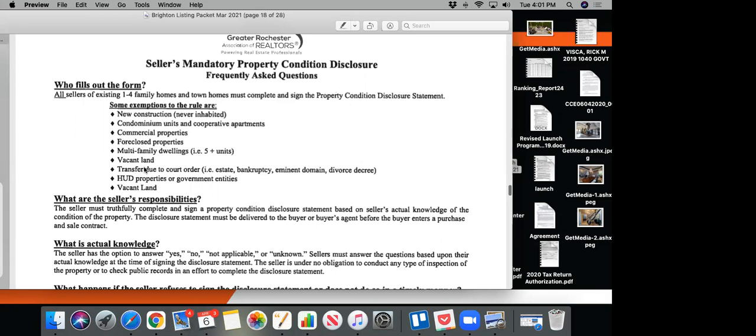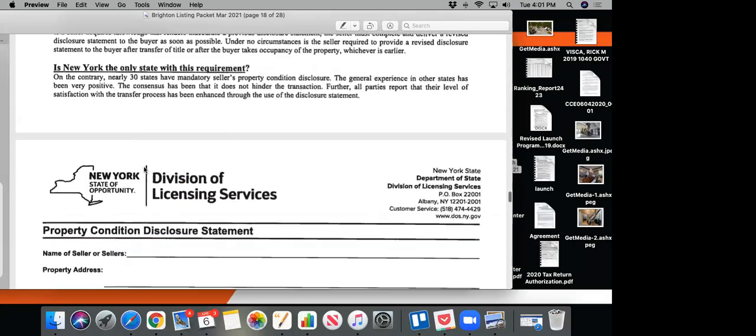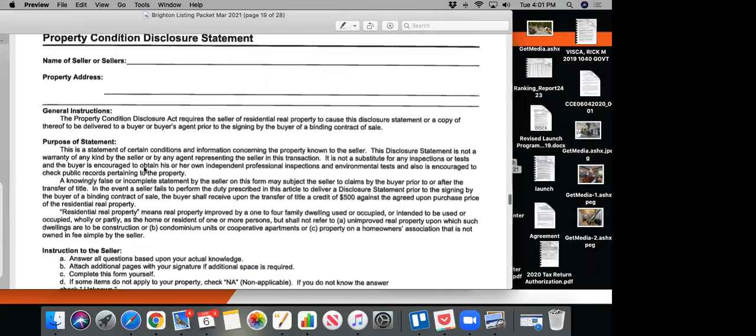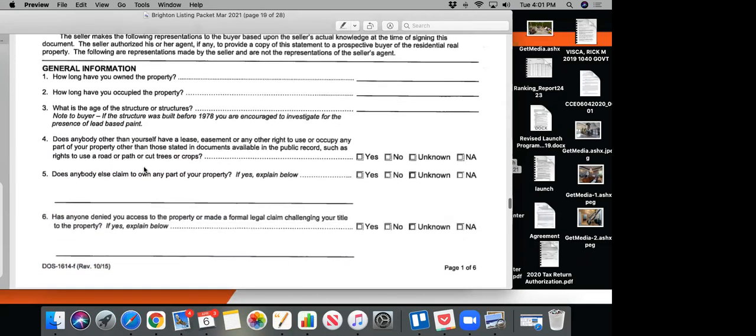Also, estate sales. So let's say a parent passes away and it goes to the estate. The estate has never lived in the house. They do not have to fill this out. But mostly all sellers have to fill out these questions. This protects the buyer from any latent defects. A latent defect is something that the seller knows about the property that the buyer would have no idea about until they move in.